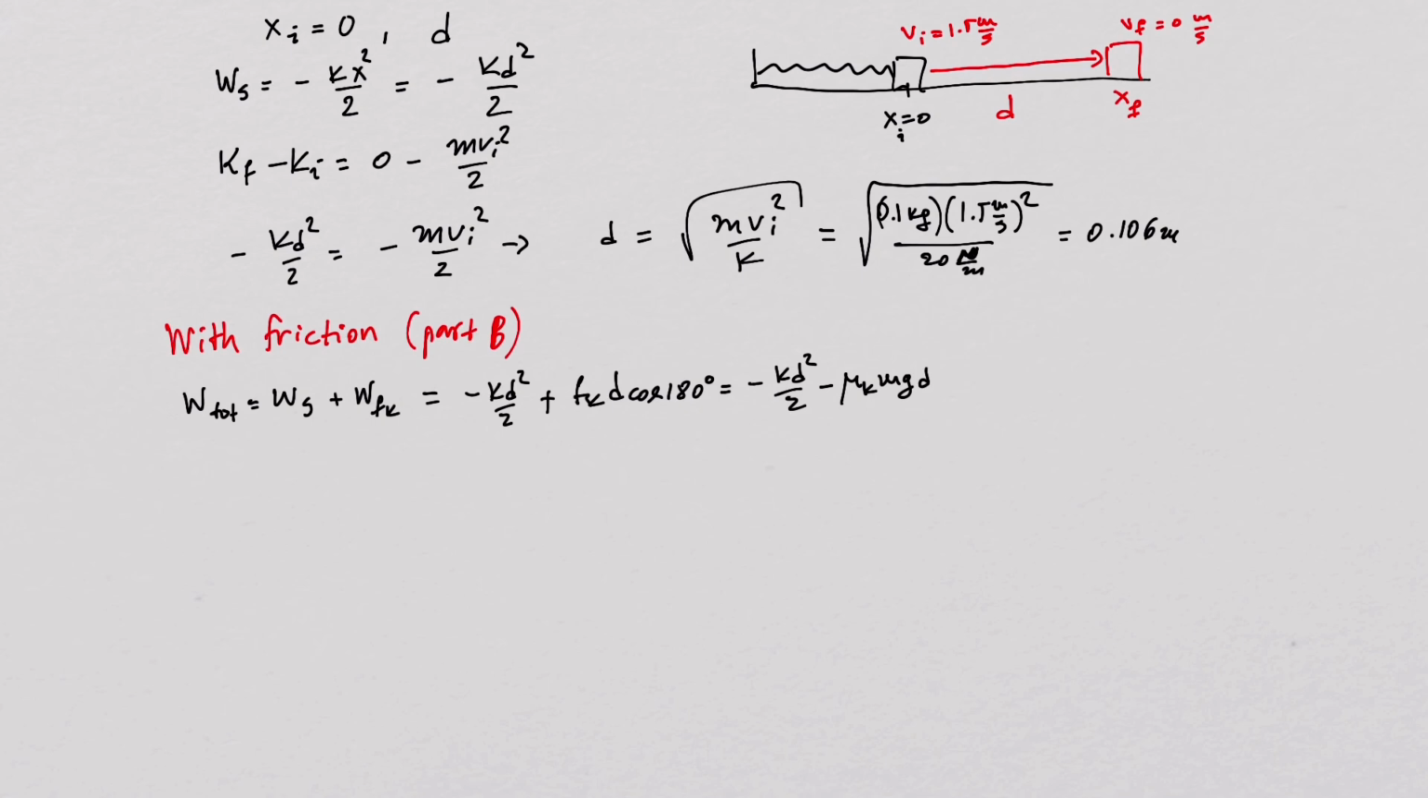So when friction is also part of the problem, part B in the statement of the problem, the total work done on the glider would be the work done by the spring force plus the work done by the kinetic friction force. The spring force does a work given by the first term here, and the work done by the kinetic friction will be F k times displacement d times cosine of 180 degrees. So finally the total work is given by minus k d squared over 2 minus mu k m g d, this expression here. And so this work will be equal to the change in kinetic energy.